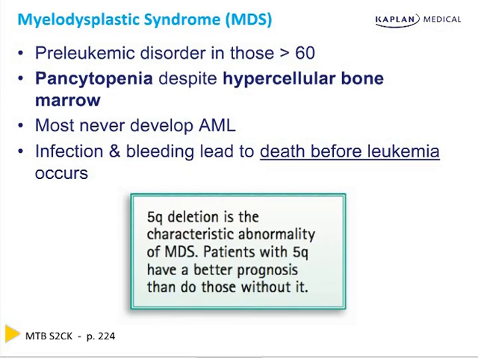syndrome. There is a very important genetic defect called a 5q deletion. This is the most characteristic abnormality of MDS, and patients with 5q actually have a better prognosis than those without it. And that's because there's more to block. But MDS: older person, hypercellular, some go on to AML, most bleed and die of infection before they get there.